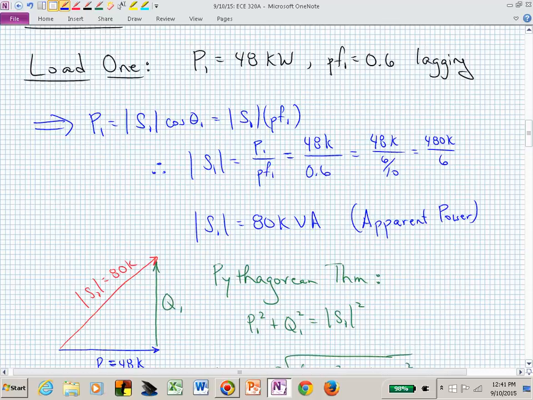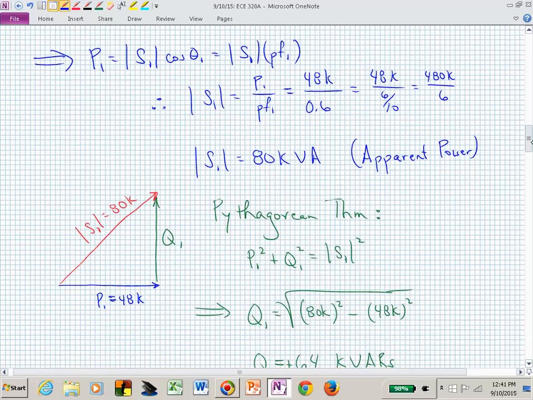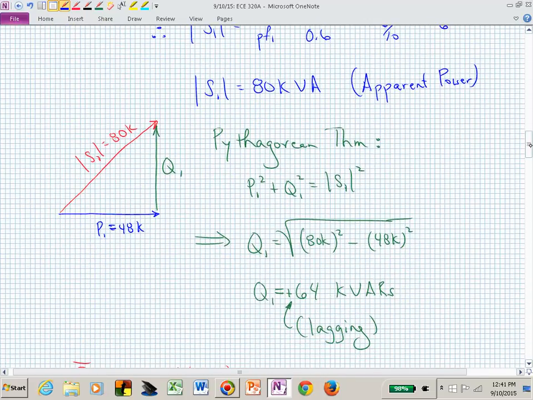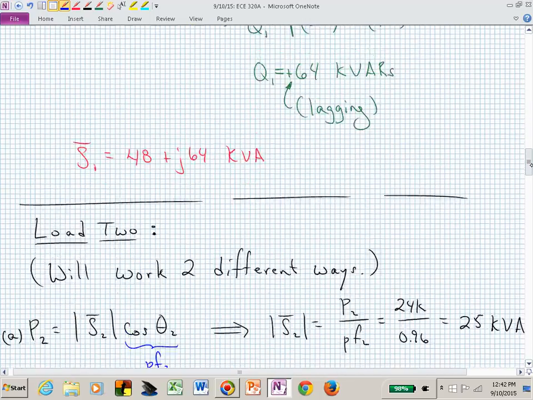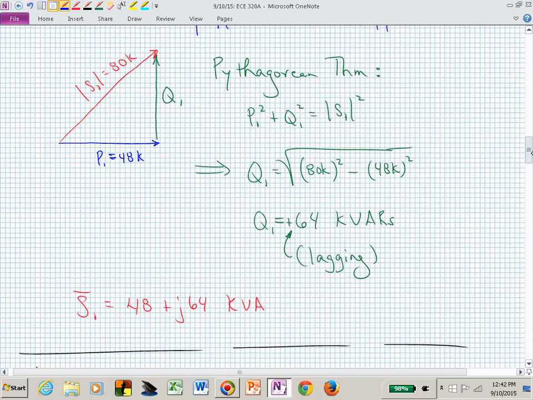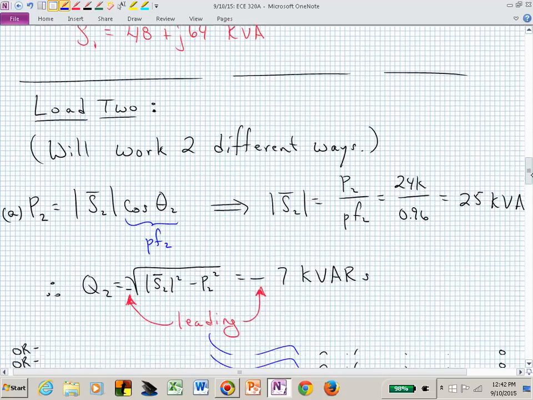That's the hypotenuse length. We know a squared plus b squared equals c squared. Now, in this class, it's P squared plus Q squared equals the magnitude of S squared. Doing that, since we knew that Q was positive, it was lagging, Q1 for load 1 was 64 kilovars. That we found last time. Again, I'm just going to scroll through this quickly because this is all review. That was 48 plus j64.